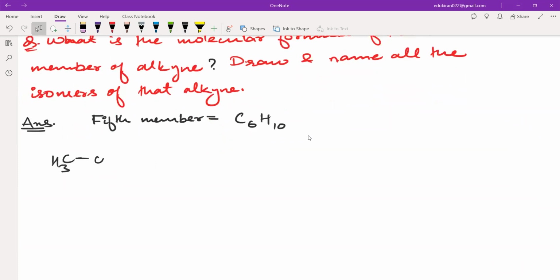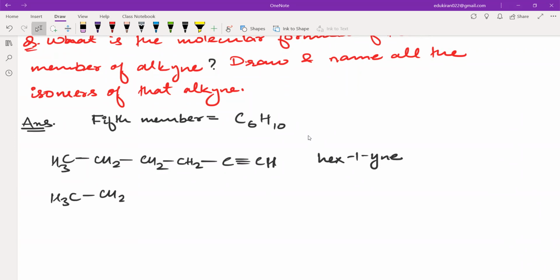CH3, CH2, CH2, CH2. So 1, 2, 3, 4. Carbon with a triple bond, CH. Now this will be 6 carbon atoms, that is why it's hex-1-yne. Now I can shift the triple bond, so I can write CH3 single bond, CH2 single bond, CH2 single bond, C triple bond C, and there will be CH3 like this, right?